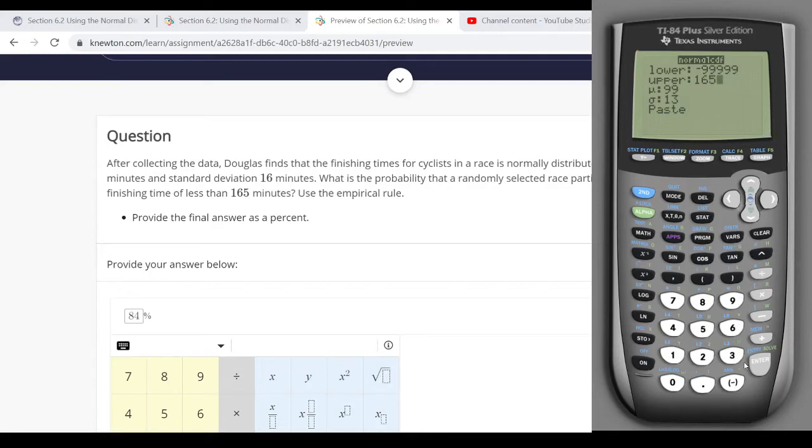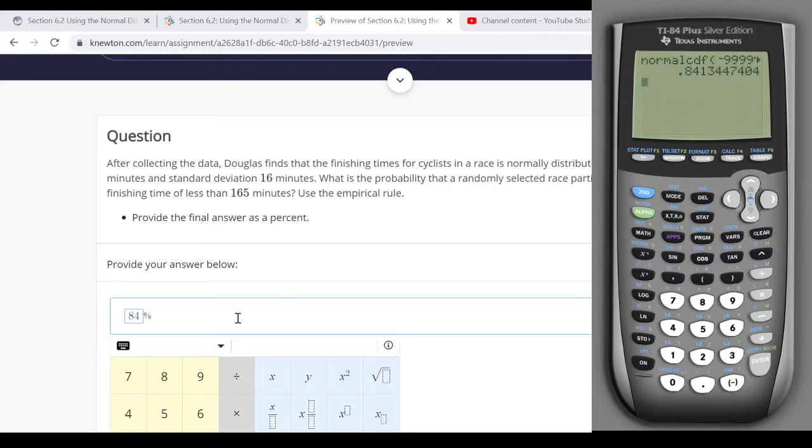All right, so the upper value in the region would be 165, and again, you can draw a picture if you want. See that the upper value in the region is 165. The mean value was 149 minutes, right? And the standard deviation was 16 minutes. I enter this and see it pops up 0.841, rounds to 0.84, right? 84%, like I said back in my entry here, right?